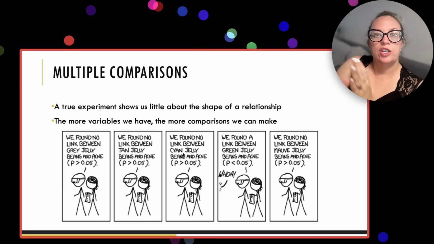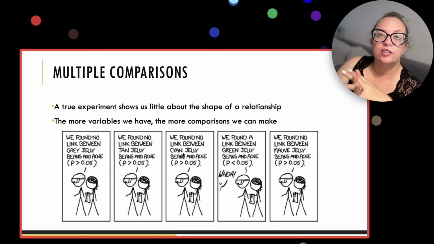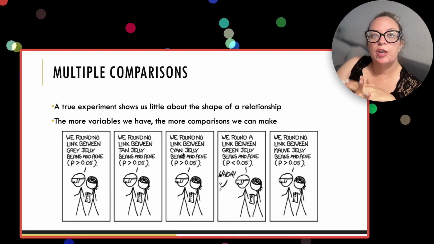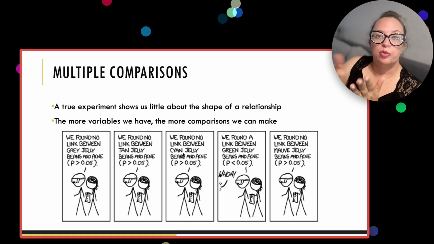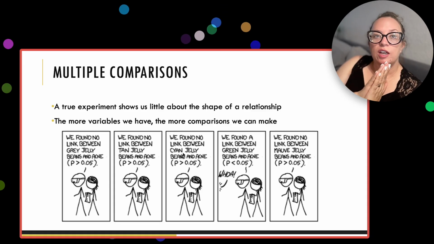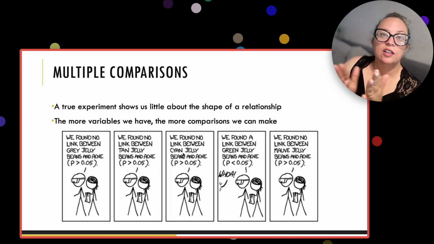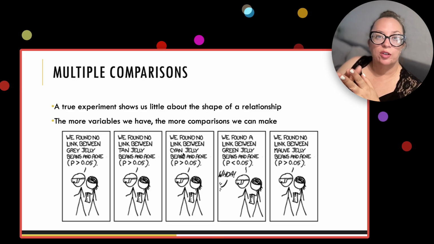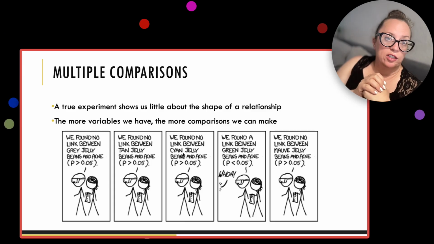So it's a little bit strange, and I think that this particular example is a humorous way to wrap our heads around this idea. The more variables we have, the more comparisons we make, the more likely we are to find a significant effect. So here we have an example with jelly beans. If you test every color of jelly bean, in this case they're testing the link between jelly beans and acne, what if you find one, right? You test 100 different colors and it comes back, hey, green jelly beans are statistically significantly related to acne.